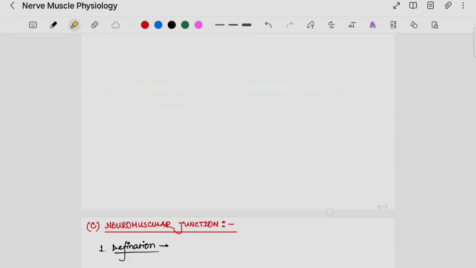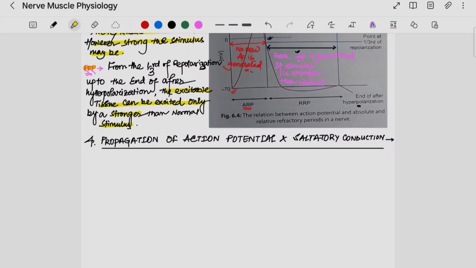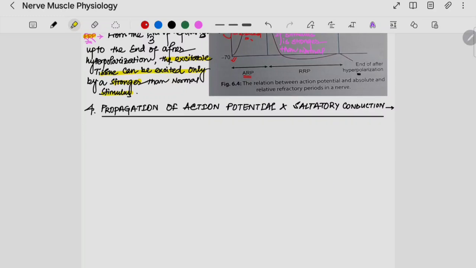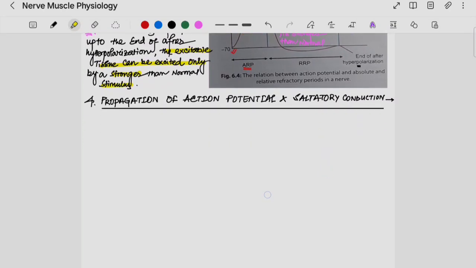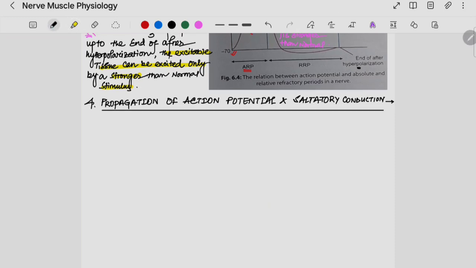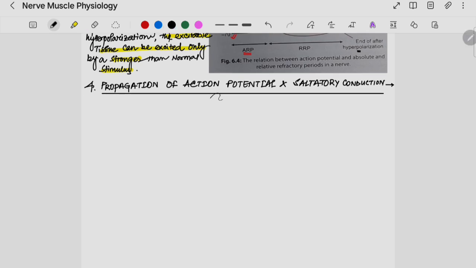Now comes the final concept of propagation of action potential. Final concept means in the concept of action potential, it is the final one, propagation of action potential. In propagation of action potential, we describe the propagation in both types of nerves. Firstly, unmyelinated nerve fibers, and secondly, the myelinated nerve fibers. So we classify that into two parts.